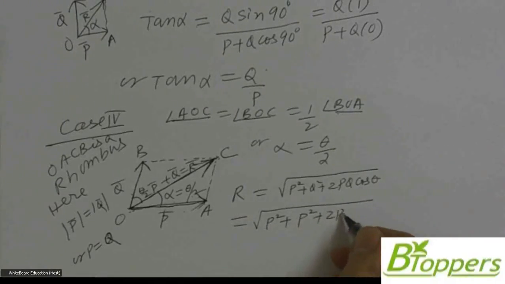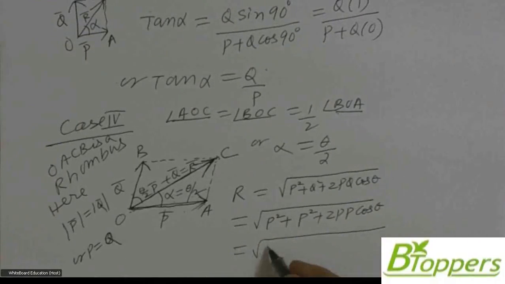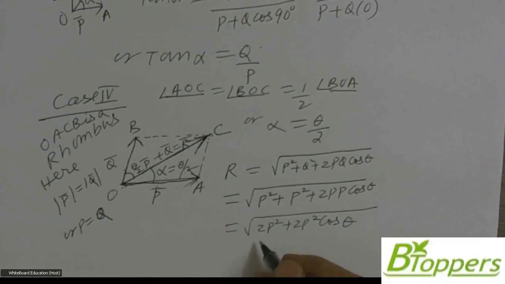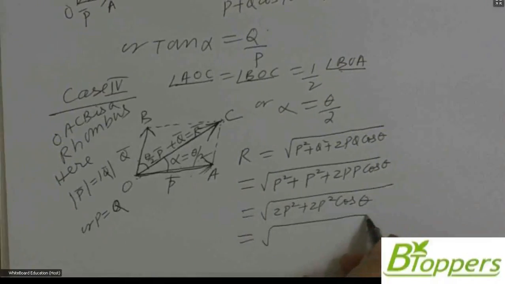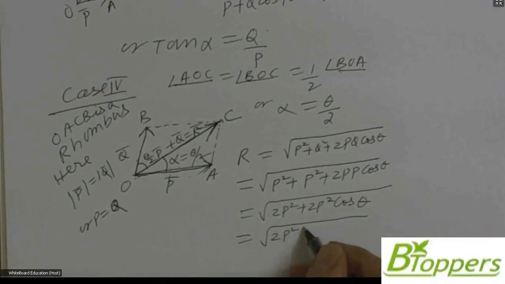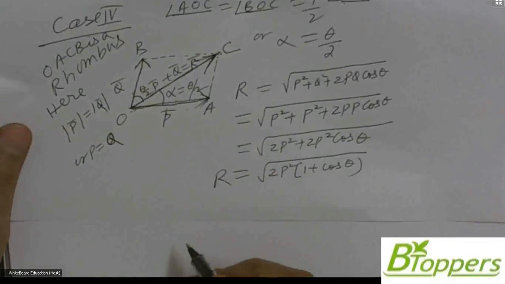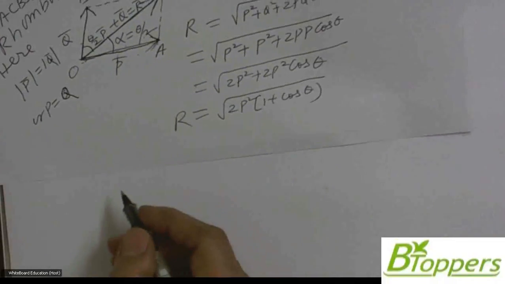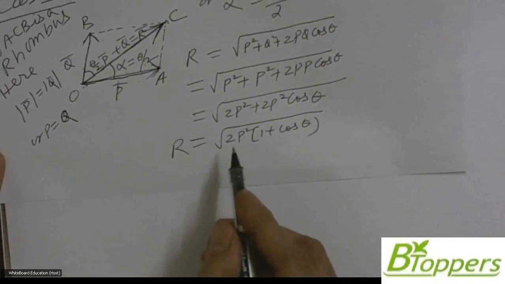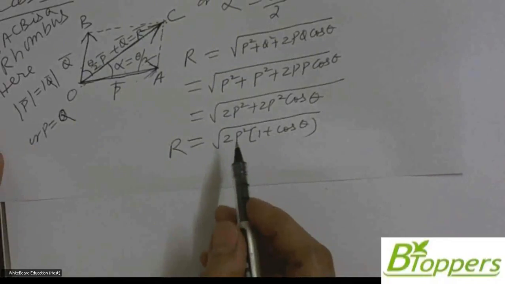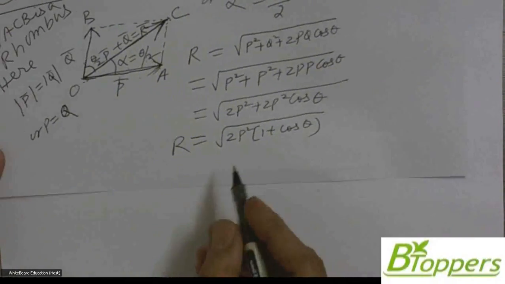So we can substitute q equal to p in the expression for magnitude of the resultant. That gives you root of p square plus p square plus 2p square cos theta, or you get under root of 2p square into 1 plus cos theta. So as I was discussing, if the two vectors p bar and q bar have same magnitude, then r equal root of 2p square into 1 plus cos theta.